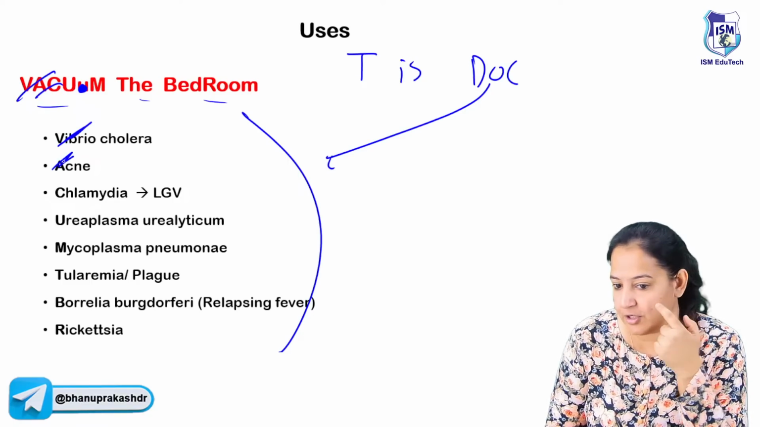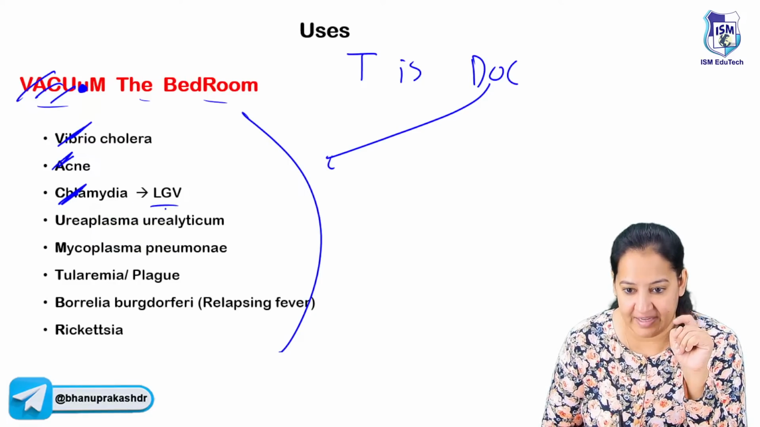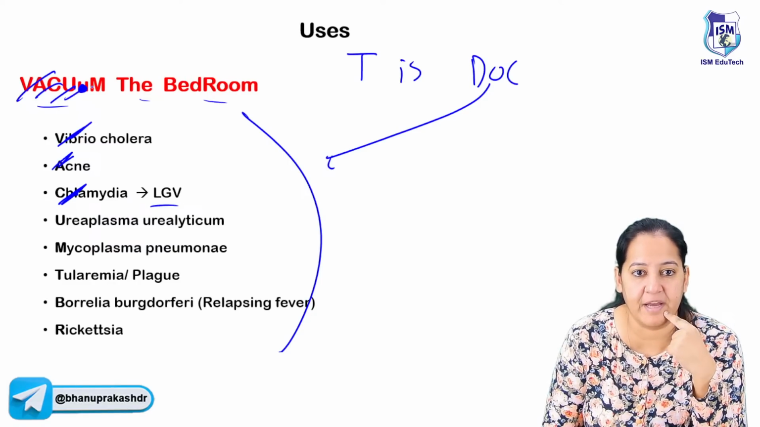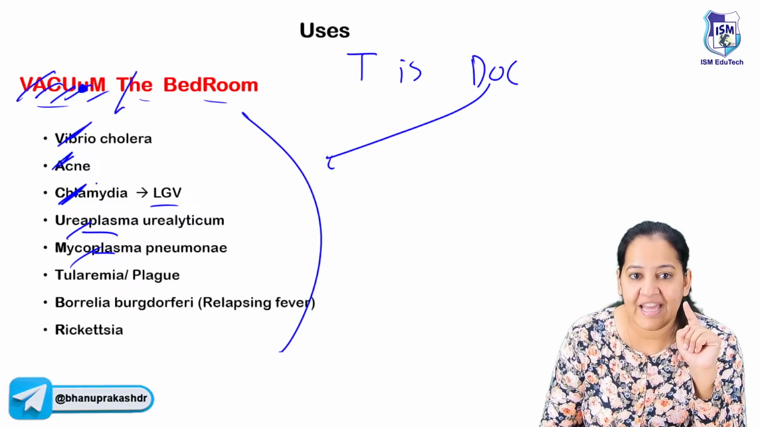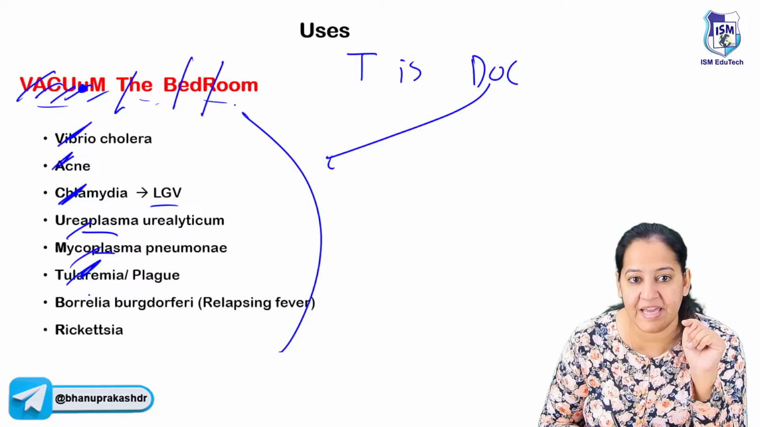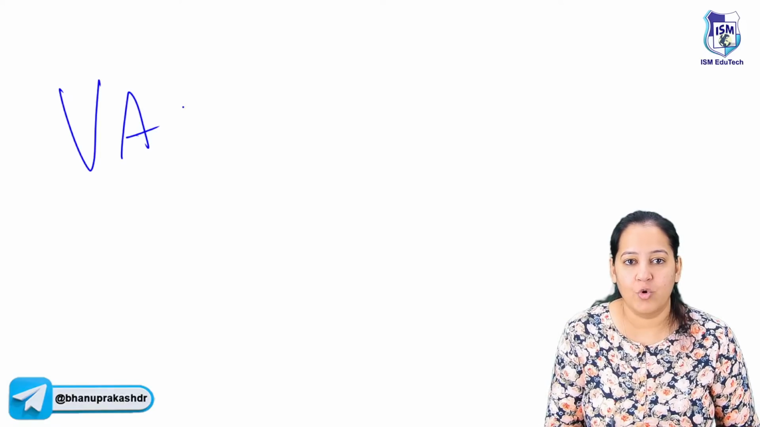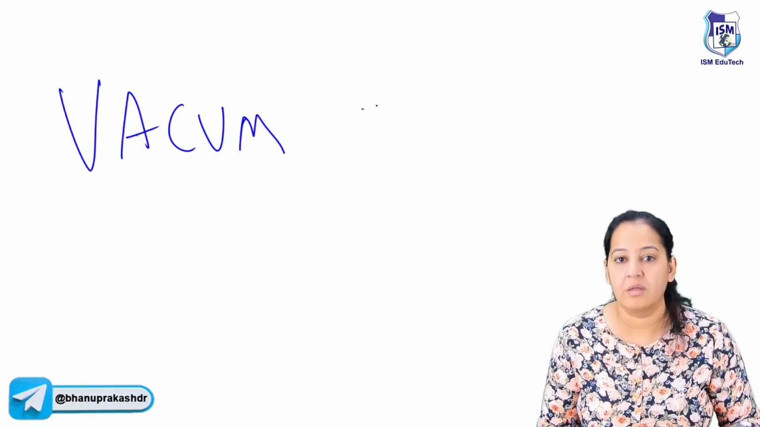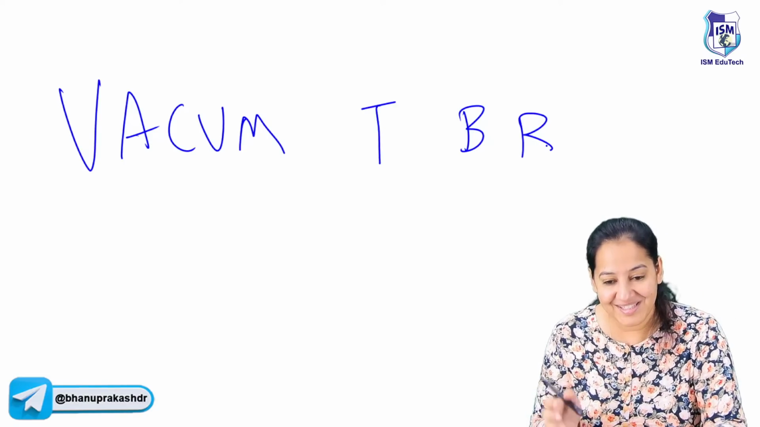A for acne, you know, acne, pimples. C for chlamydia, LGV, lymphogranuloma venereum, which is caused by chlamydia. U is ureaplasma, M is mycoplasma. T is tularemia, which is plague. And B, R, bad room. B is Borrelia, R is rickettsia. Say it. Vacuum, only one U. The bad room. Say. So these are the uses of tetracycline.